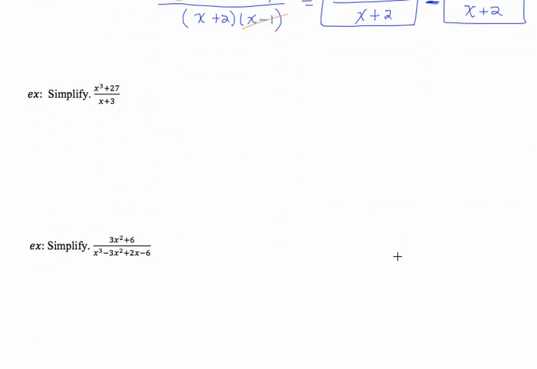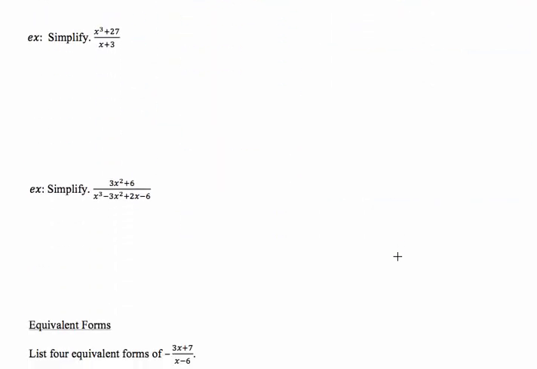Okay, let's try a couple more. Make sure you try these first on your own. Let's simplify (x cubed plus 27) all divided by (x plus 3). Now at first glance you say, well, it's not factored, and x cubed and 27 have no common factors, so that's not going to factor. And x plus 3 is as simple as it gets. But actually, x cubed plus 27 does factor. That is a sum of 2 cubes.